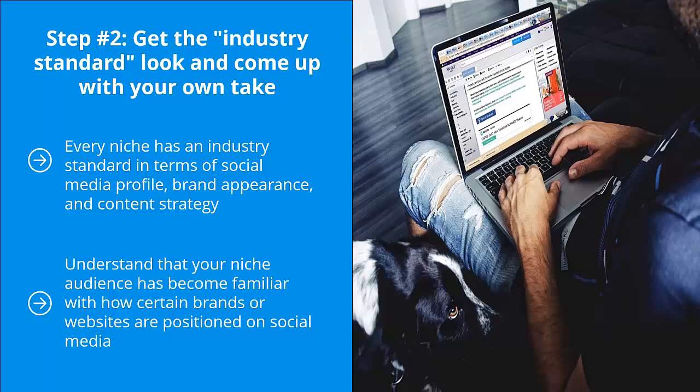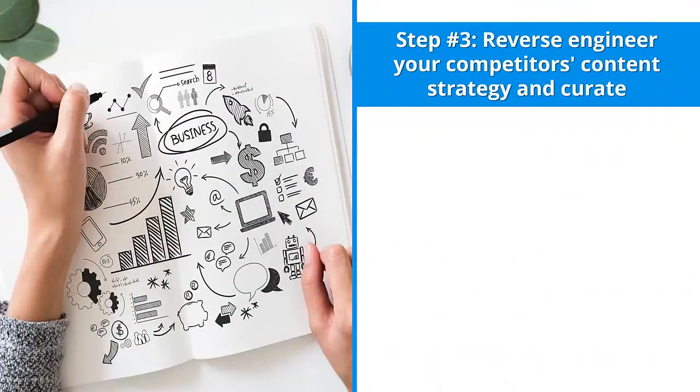Your job at this step is to figure out the industry standard look, content strategy, and other elements, and come up with your own take. Step number 3, reverse engineer your competitors' content strategy and curate.